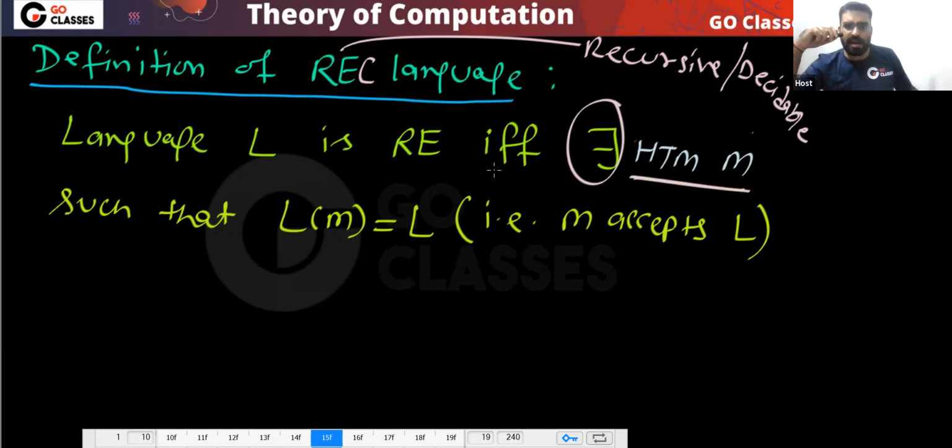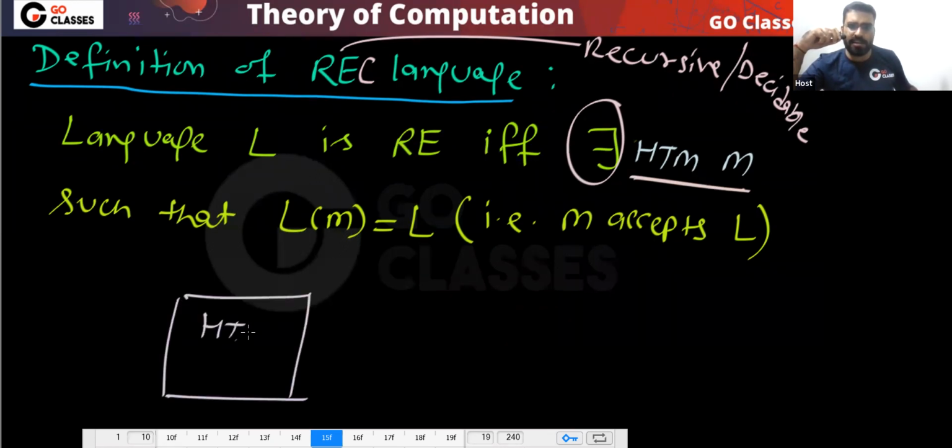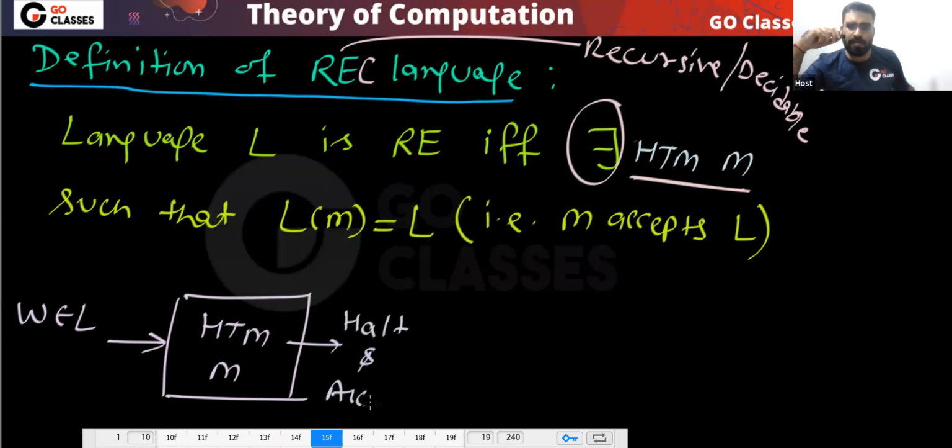Now this halting Turing machine M, what should it do? If you give it members of L, it will halt and accept. On non-members of L, it will halt and reject.